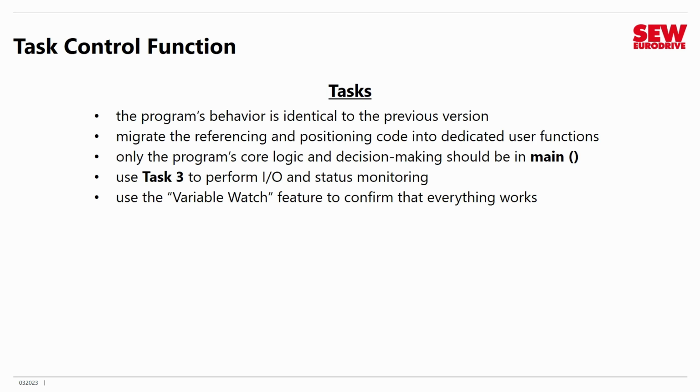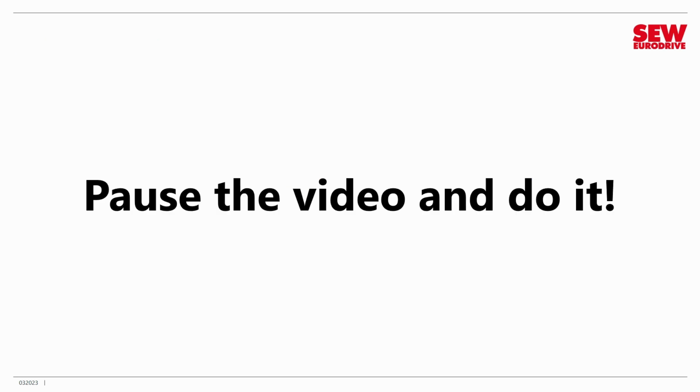I would also like you to create a task3 function to do something just like I showed you a couple slides ago, to monitor the I/O and the status. Put code like that in there and activate that task in the initialization. And just to confirm everything's working, use your variable watch feature to check that those variables are updating regularly. Then, of course, run your program and make sure it still does its job, positioning and referencing. All right, pause the video and go do it.